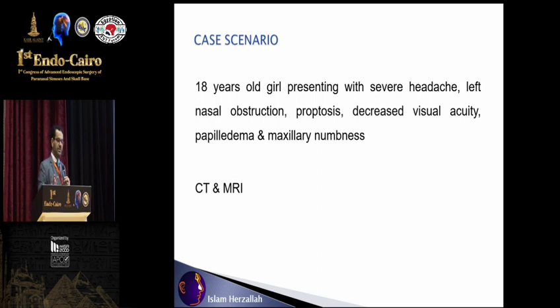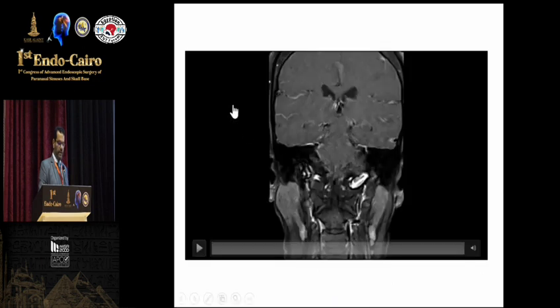So the case, it's one case scenario. She is an 18 years old girl presenting with severe headache, nasal obstruction. She also had proptosis and decreased visual acuity, papilledema, maxillary numbness, obviously due to something that we are going to see right now. So we have done for her CT and MRI, and I'm going to present for you what we have seen in her MRI.